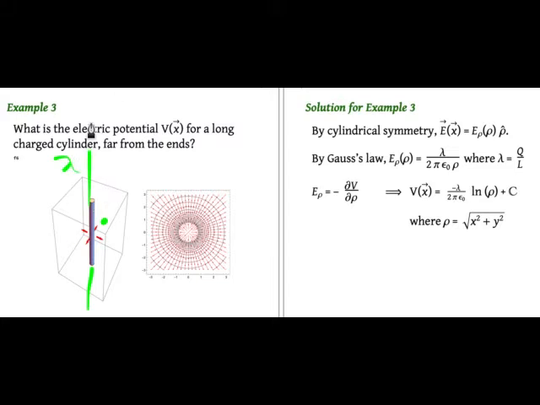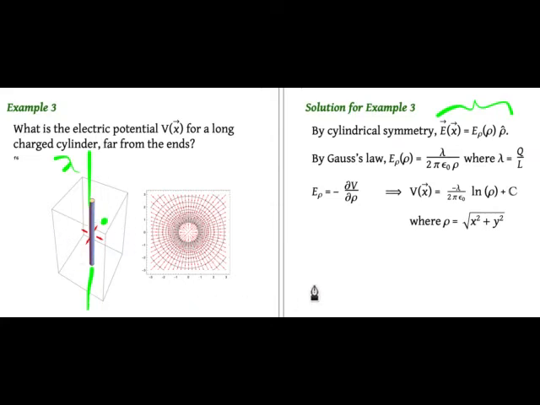Now, by the cylindrical symmetry of the problem, you can already see the electric field will point radially away from the wire. In other words, the electric field direction will be rho hat in cylindrical coordinates. So by the cylindrical symmetry of the problem, the electric field at an arbitrary point x will be in the rho hat direction, and furthermore, the component of the electric field will be independent of either z or the angle.